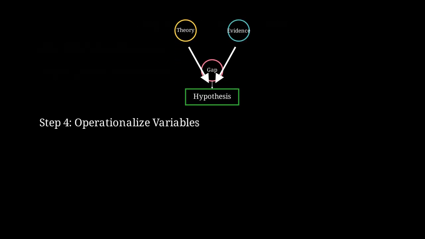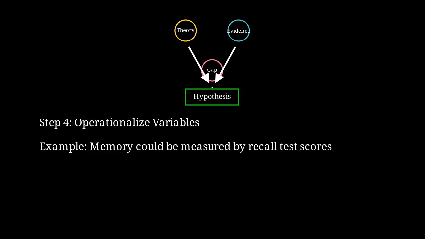Step 4 is operationalizing your variables, defining exactly how you'll measure them. For instance, memory performance could be operationalized as the number of words recalled in a standardized test.